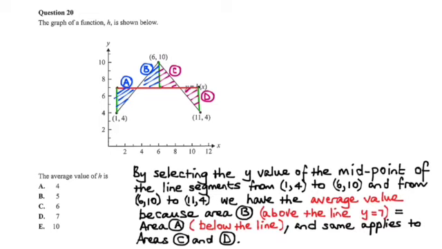By selecting the y value of the midpoint of the line segments from (1, 4) to (6, 10), that's this first uphill segment here, and again from (6, 10) down to (11, 4), we have the average value, because area B, which is above the line y equals 7, is exactly the same as area A, which is below the line y equals 7, and same applies to area C above the line over this side of 6 and 10, and that area C is exactly the same as area D below the line.